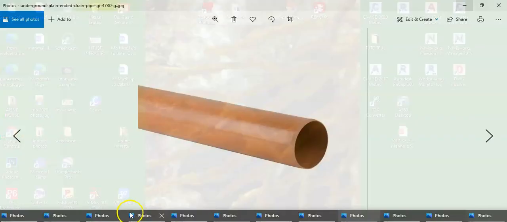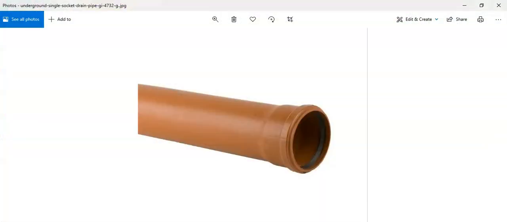The other type of pipe, which is the most common pipe we use, is called PVC, or the plastic pipes. The plastic pipes come with a socket. This is called a socket. And they come in different sizes, usually 100 mil, 150 mil, 225 mil, and 300 mil.